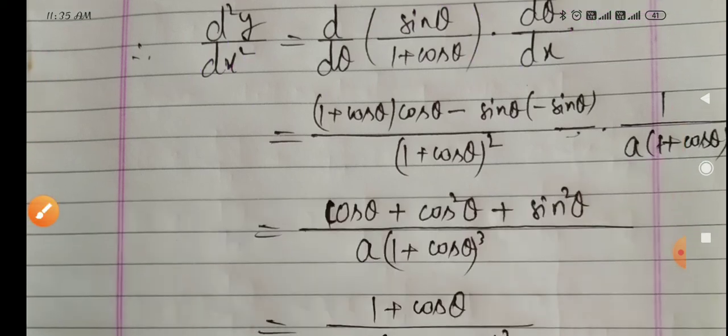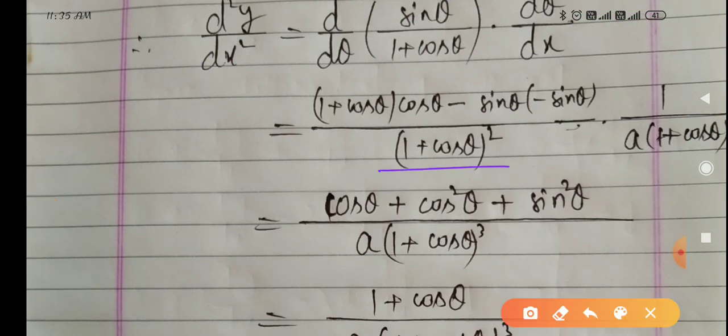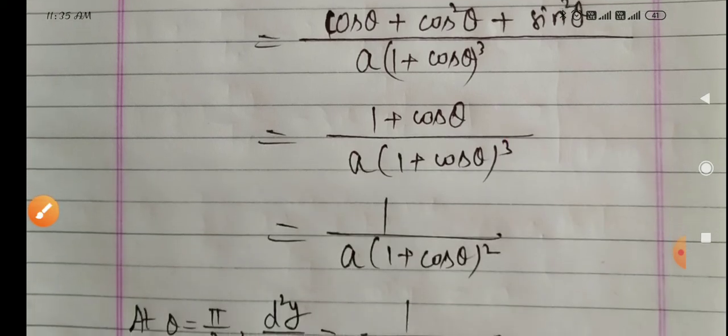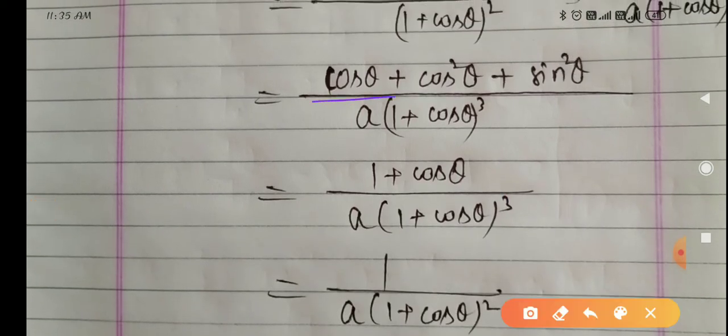So u upon v formula you apply. v square in denominator, v same, differentiation of u cos theta, minus u same, differentiation of v minus sin theta, multiplied by 1 upon a into 1 plus cos theta, which is the value of d theta upon dx that you found just before. Now you simplify. It will give cos theta plus cos square theta plus sin square theta upon a into 1 plus cos theta whole cubed.